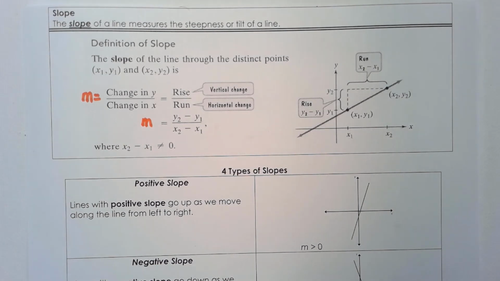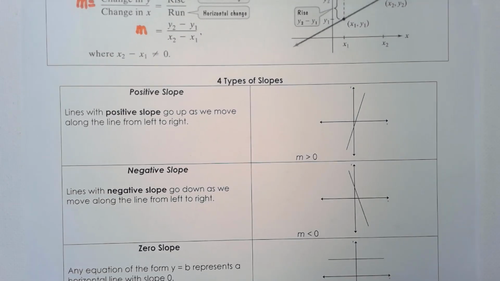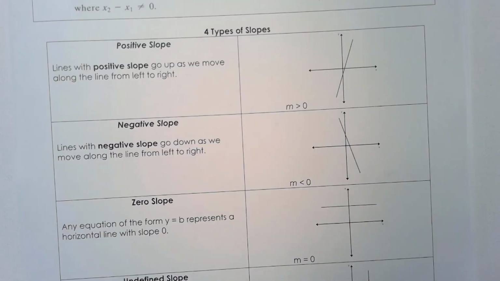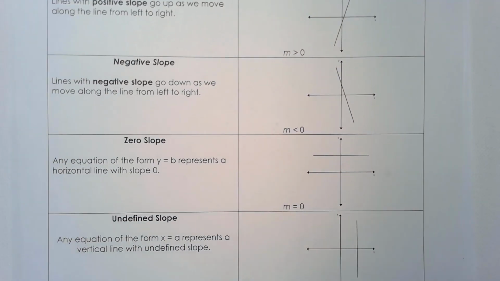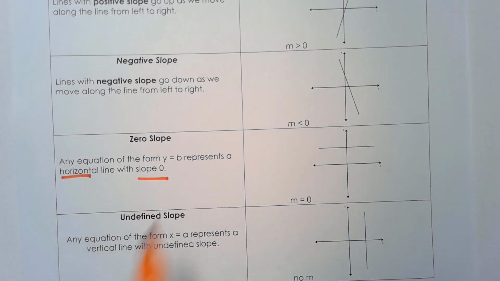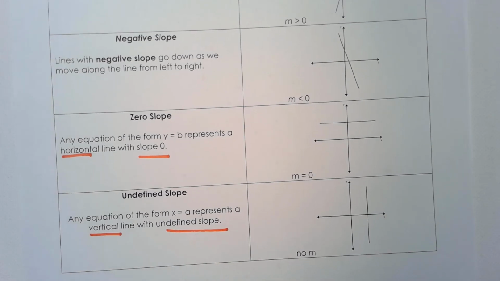There are four types of slopes. Positive slope, as we move along the line from left to right. We have a negative slope, which goes down as we move along the line from left to right. We have a zero slope, in which all horizontal lines have a zero slope. And then we have an undefined slope, and all vertical lines have undefined slopes.